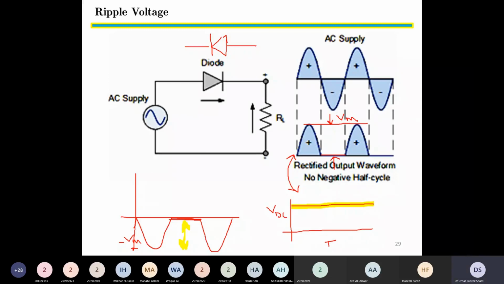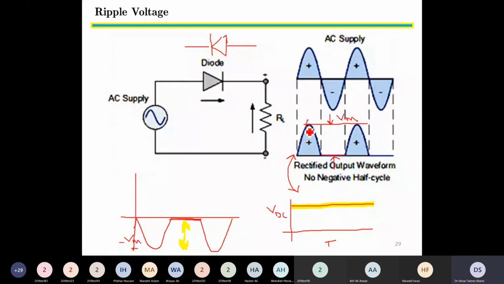In our ideal DC sources, we get a constant line. The minimum and maximum are the same. The minimum output voltage and the maximum output voltage are the same. Therefore, in ideal cases, the ripple voltage is zero. However, when we are using a diode to rectify AC to DC, at that time, the maximum output voltage is equal to the peak voltage.